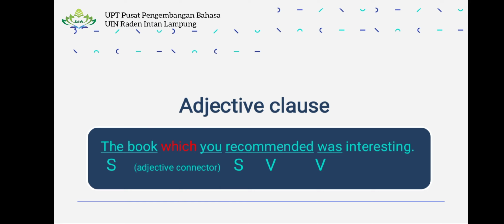The second clause is combined by a connector which and followed by the clause you recommended. And it is explaining the word book. You sebagai subjek dan recommended sebagai verb dari you, maka noun yang terletak sebelum klausa kedua, yaitu the book, dijelaskan oleh klausa kedua tersebut. It explains that the book is recommended by you.